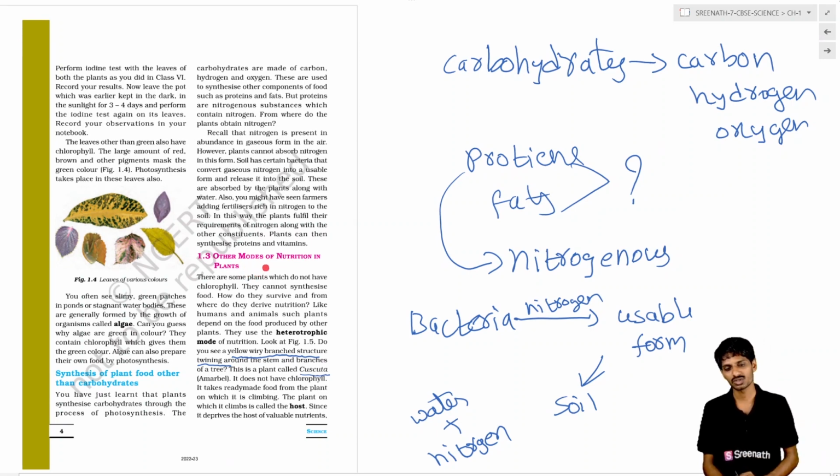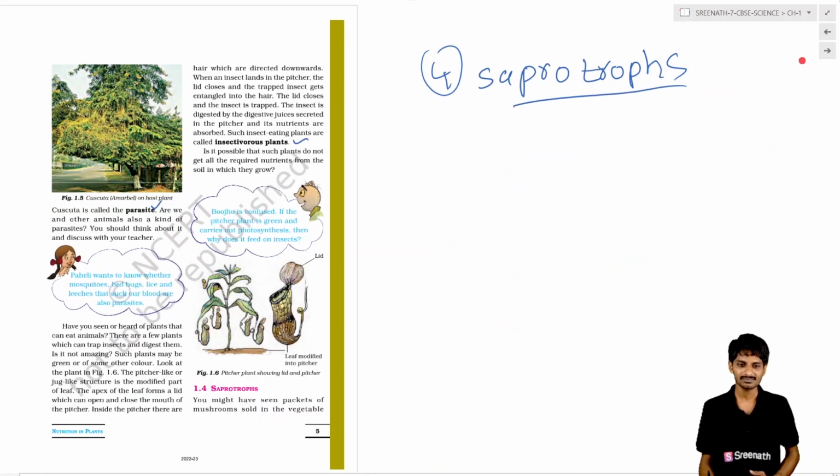What are the other modes of nutrition in plants? That is heterotrophic nutrition, which means plants which cannot prepare food on their own, but depend on others. These are the Cuscuta. Cuscuta is a parasite, yellow in color, which depends on another plant called the host plant. It absorbs the nutrients from those green plants.